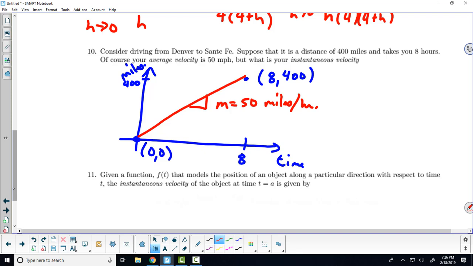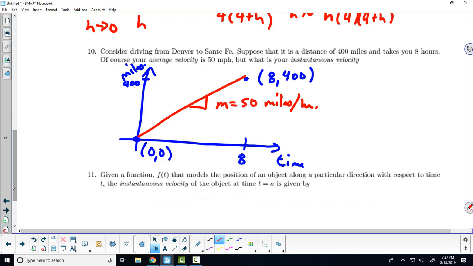Okay? So we're interested in finding your instantaneous rate of change, which the best example I have of that right now is what your speedometer says as you're driving. To be honest, though, the way the instantaneous rate of change is calculated by your car, it's actually just a very precise average rate of change. Okay? So even that's not perfect.